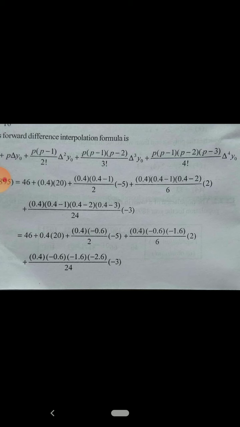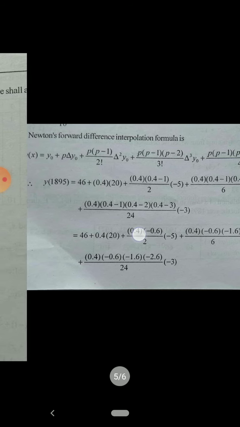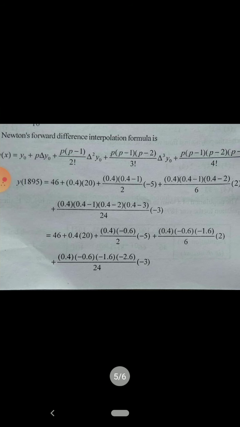Suppose there is one more term, then the next term will be p(p minus 1)(p minus 2)(p minus 3)(p minus 4) upon 5 factorial into delta 5 y0. But that is not required here because our difference table is up to fourth differences. And now yx, where x is 1895. That means we require the value of y for x equal to 1895.